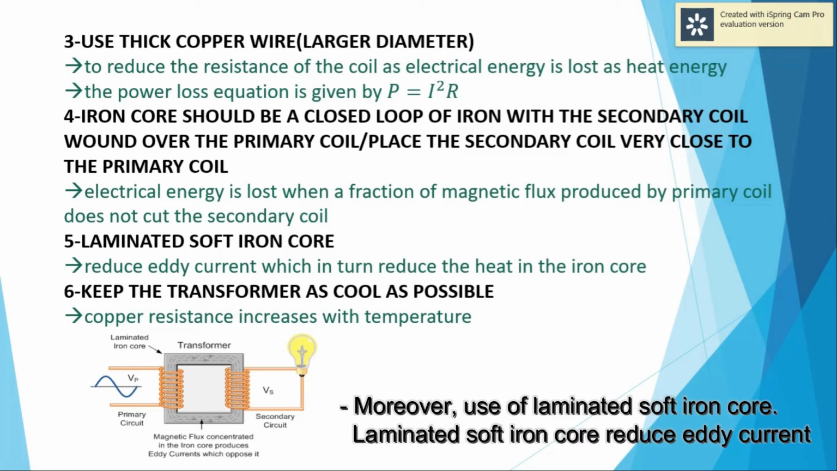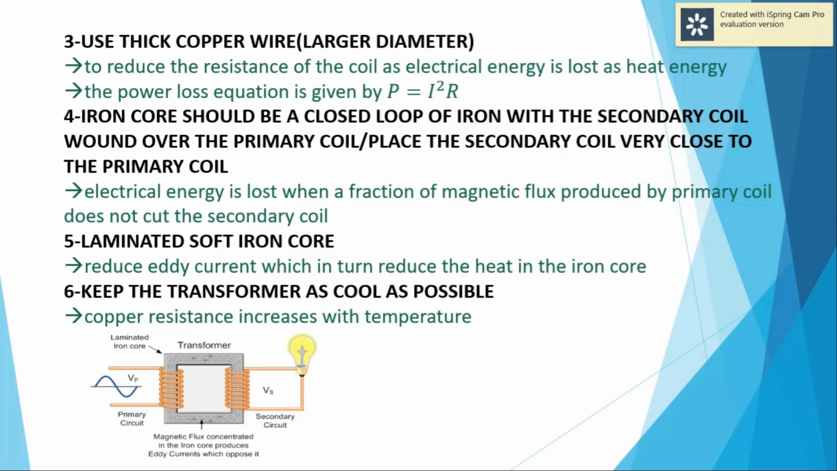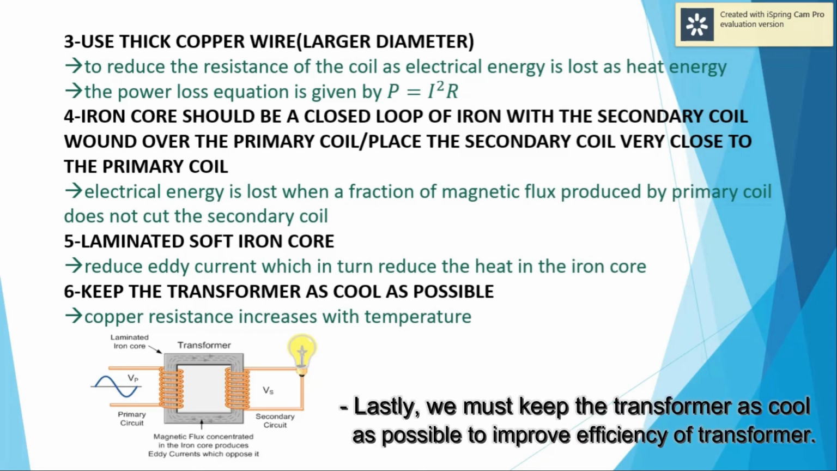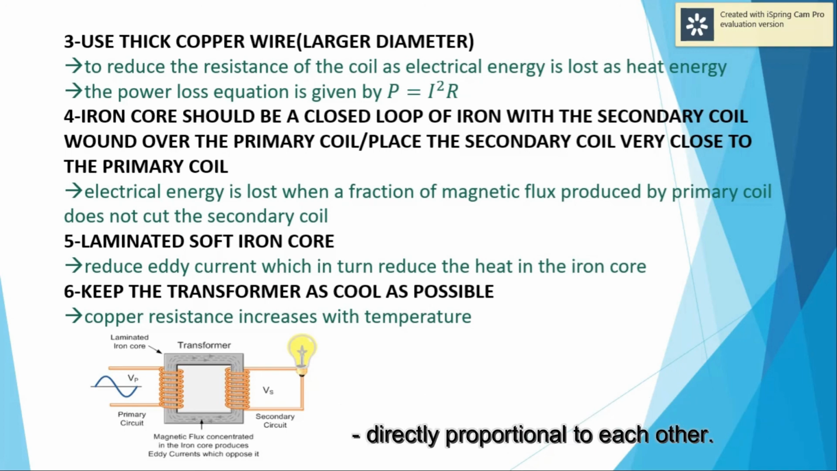Moreover, use a laminated soft iron core. A laminated soft iron core reduces eddy current, which in turn reduces the heat in the core, and hence the energy loss is reduced. Lastly, we must keep the transformer as cool as possible to improve its efficiency. This is because copper resistance increases with temperature and their relationship is directly proportional to each other.